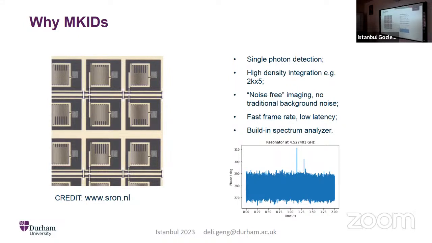Another unique feature of MKIDs is that they also have a built-in spectrum analyzer. Simply because the shorter wavelength photon carries more energy and generates a bigger pulse, as the picture shows. And the longer wavelength photon has lower energy and generates a smaller pulse. So by measuring the size of this pulse, you can tell the wavelength of the incident photon.